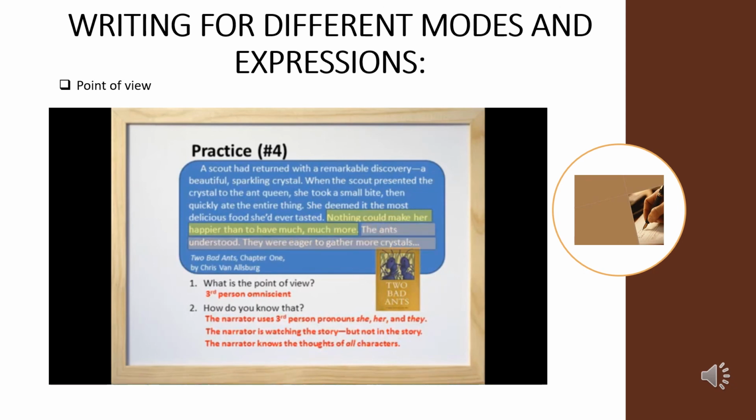The other ants understood. They were eager to gather more crystals. Did the ants say this? They did not. The narrator simply knows that this is what the ants were thinking. That's how we know that the narrator knows the thoughts of those ants. So, because the narrator knows the thoughts of all these characters, the point of view is third person omniscient.